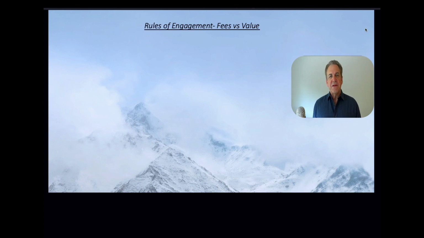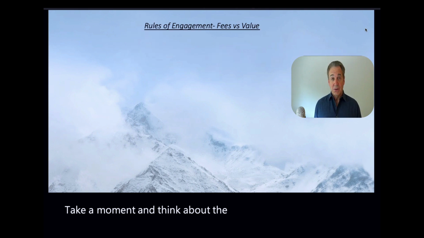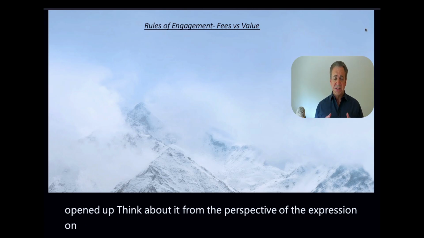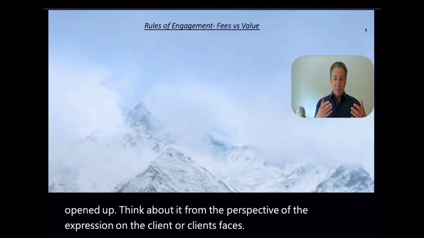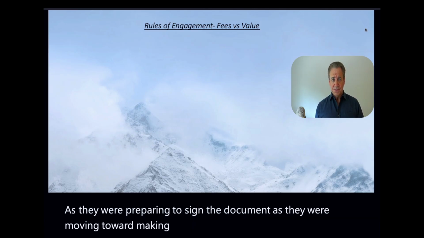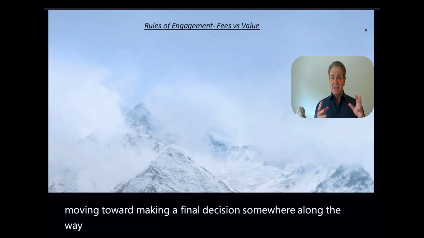Take a moment and think about the last new household you opened up. Think about it from the perspective of the expression on the client or clients' faces as they were preparing to sign the document or as they were moving toward making a final decision. Somewhere along the way, a number of things had to occur.